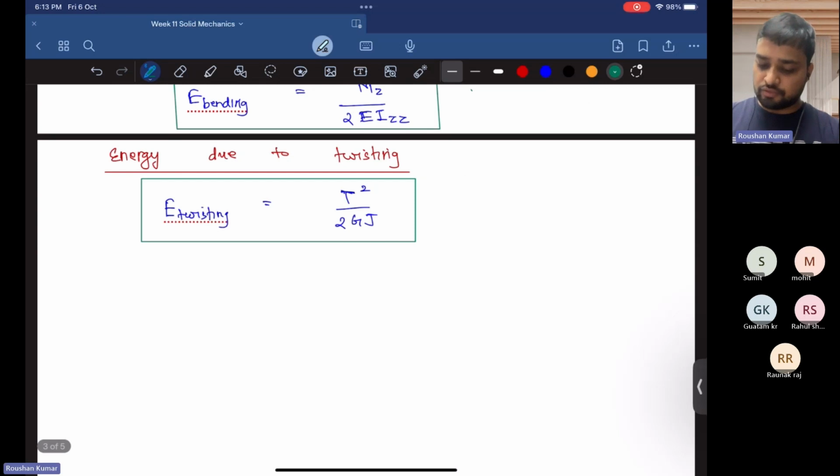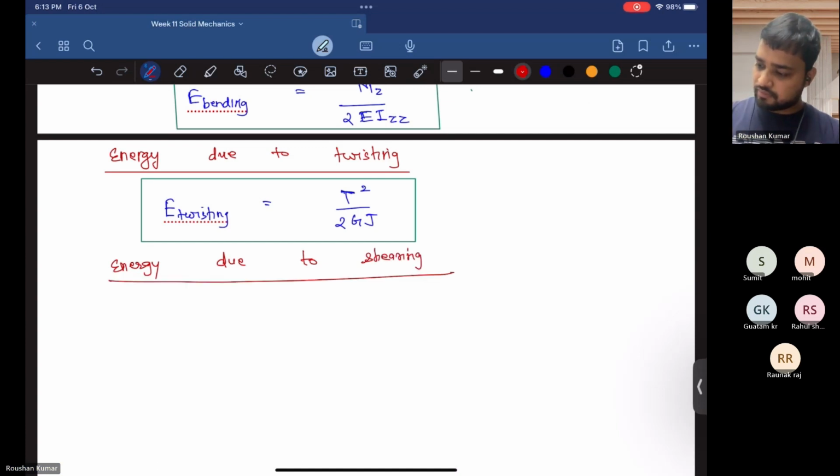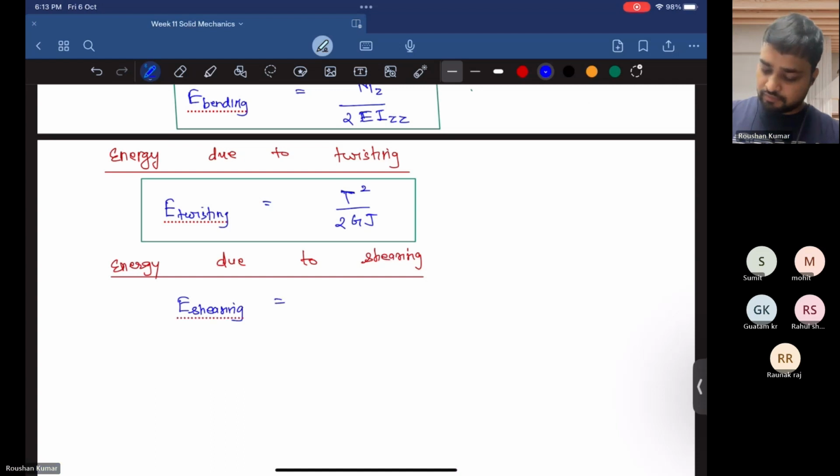Next is energy due to shearing. It is given by this relation: V square upon 2 times kappa GA, where kappa is the shear correction factor.